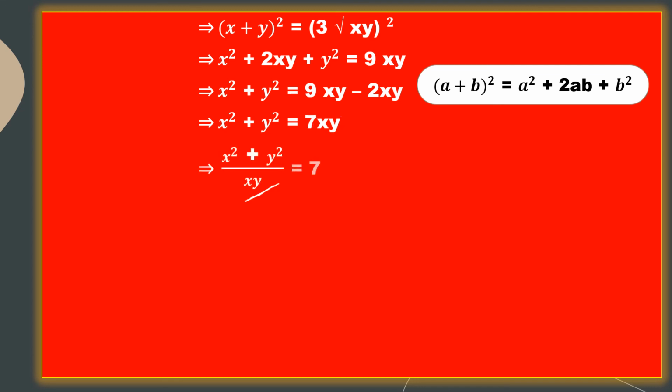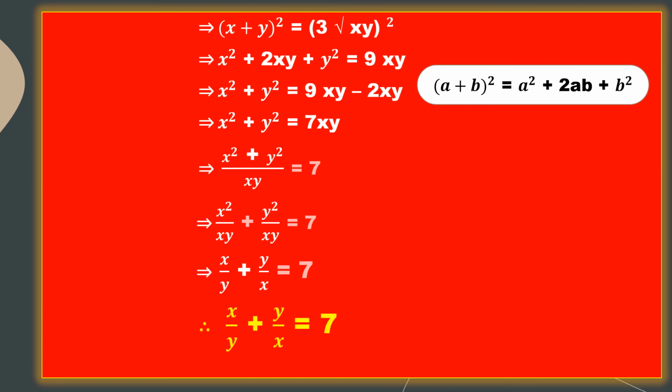Now you give xy to both of them: x square by xy plus y square by xy. Same steps as your example problem. So I gave xy to both of them. Now I can cancel 1x and 1x, and 1y and 1y will be cancelled. So you'll have only x by y plus y by x equal to 7. Now my answer is x by y plus y by x equal to 7.